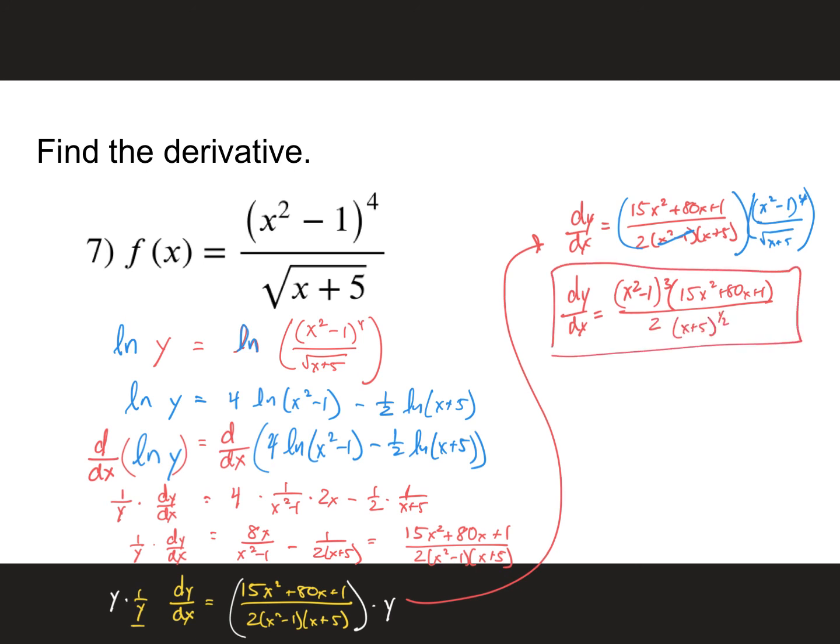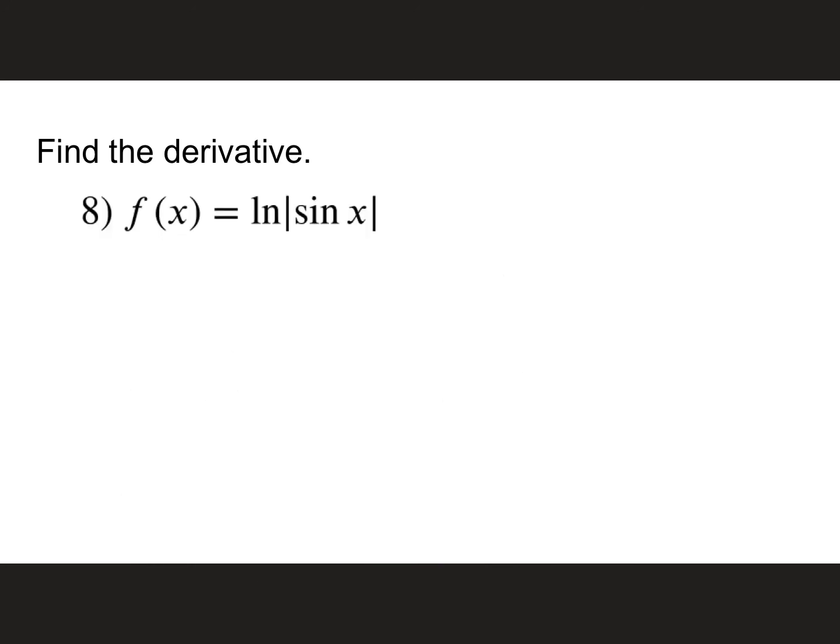Wow. Trust me, folks, that is actually easier than trying to do it the other way. Even though it's a lot more involved, it's a lot easier than trying to do the quotient rule and the chain rule all wrapped up into one problem like we would have to do here with number 7. Okay. What if I had f of x equals the natural log of the absolute value of sine?